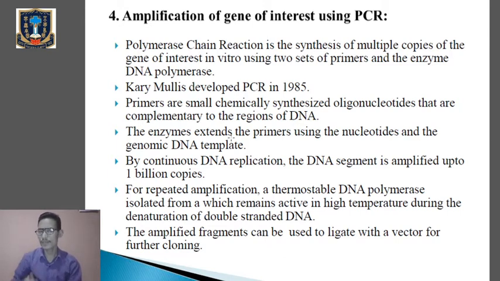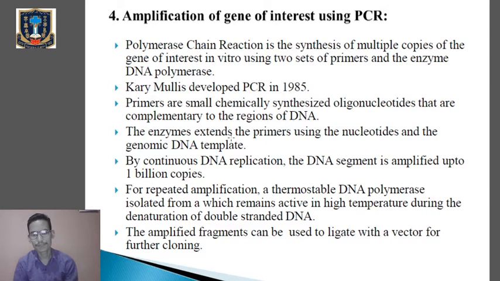So here we can synthesize multiple copies of the gene of interest from a single DNA having the gene of interest. We can synthesize multiple copies of the gene with the help of PCR. For example, from one piece of DNA having the gene of interest, we can create 100 copies of the gene. So we can multiply the gene of interest by using the technique called PCR. And here we'll use two sets of primers and the enzyme DNA polymerase.